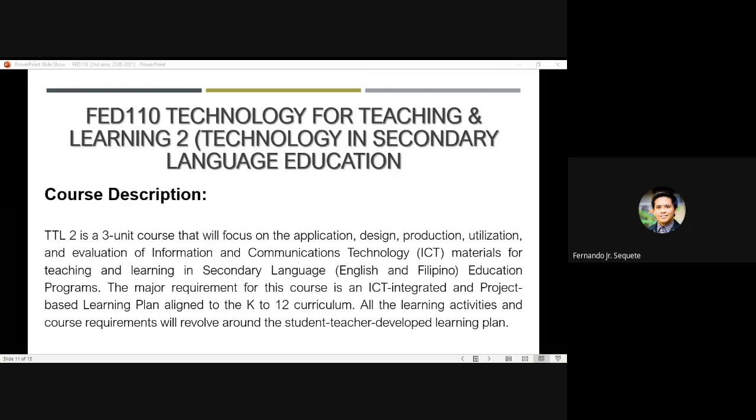So ngayon pa lang, gusto kong pumili na kayo ng gusto ninyong topic na pwede ninyong lapatan siguro ng ICT, no? Sa ganyang instruction. So again, the final output for this would be a very comprehensive lesson plan.